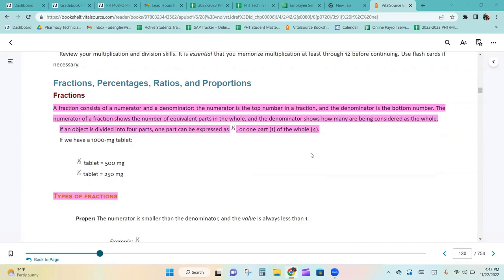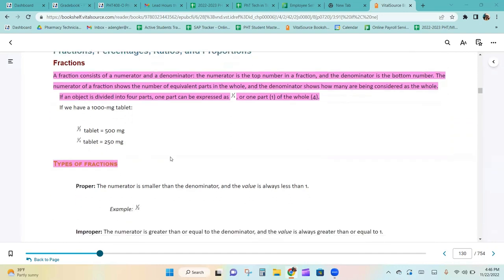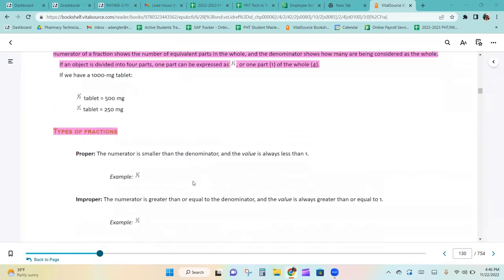So if we have a 1,000 milligram tablet, we split that in half. A half a tablet is 500 milligrams, and 1/4 of a tablet is 250 milligrams. So 1/4 of that is 250. So 250 times 4 is 1,000, and 500 times 2 is 1,000. We'll go over fractions more in just a second.